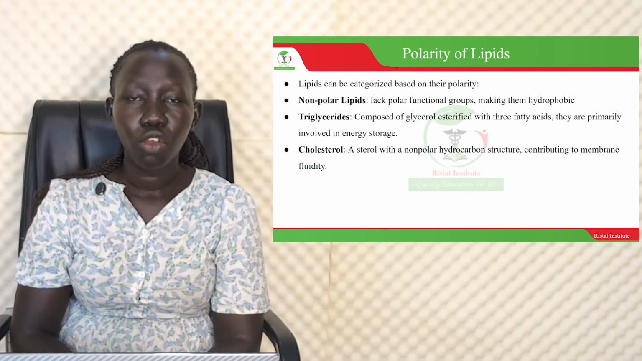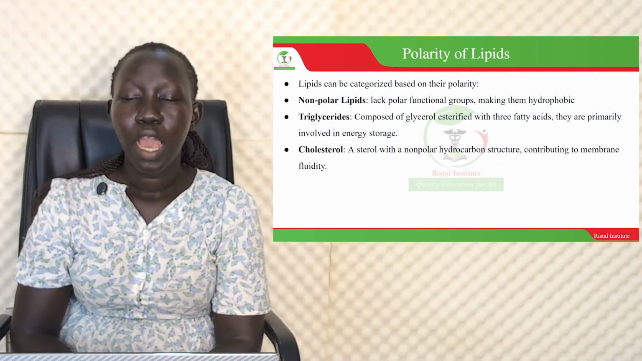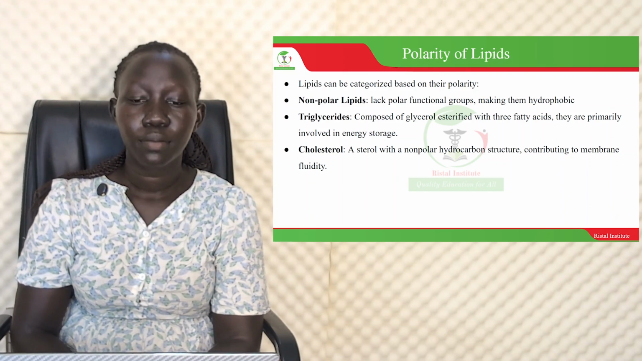We also have the glycolipids, which are similar to phospholipids, but they have carbohydrate groups and they play key roles in cell recognition in the body.